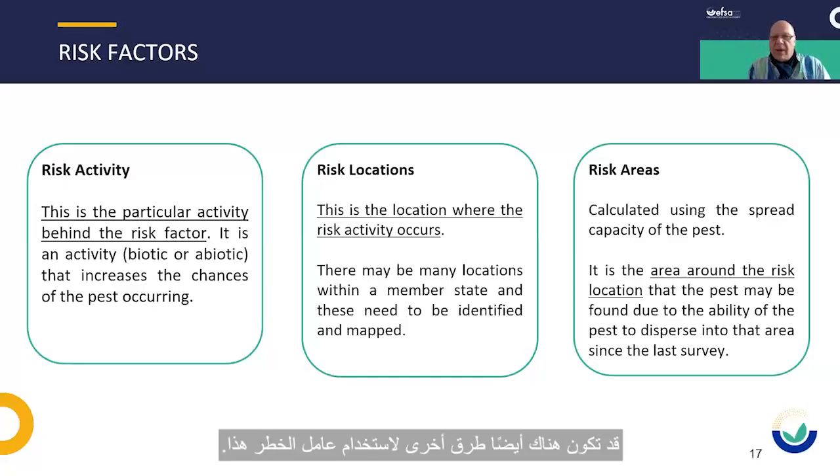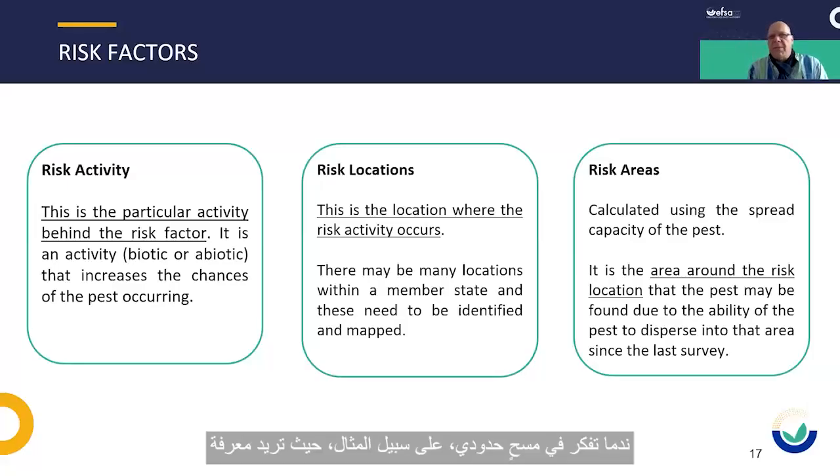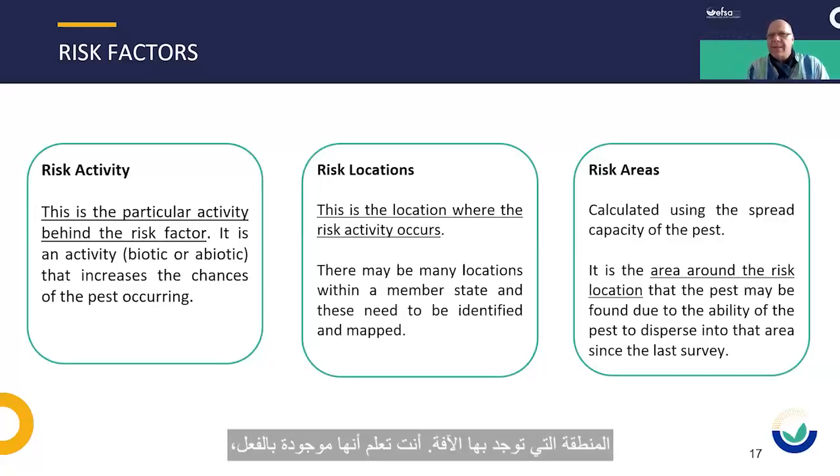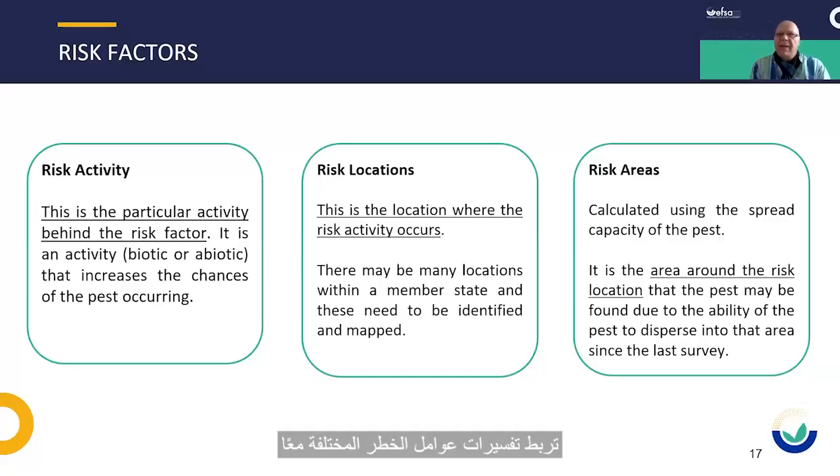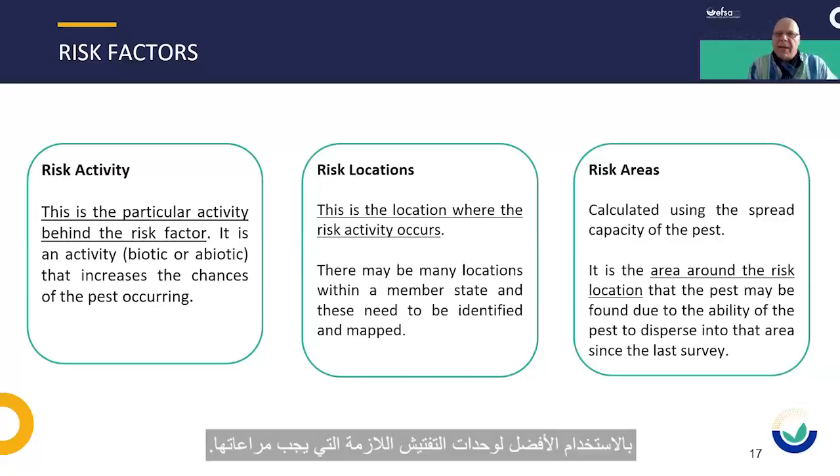There could also be other ways to use this risk factor. When you think about a delimiting survey, for instance, where you want to know the area where the pest is, you know it is already there and you want to find where it is, then you can restrict sampling to risk areas because you know the probability to detect there is higher. So you see different problems relate to different risk factor interpretations, all contributing to a better use of the necessary inspection units that we have to consider.